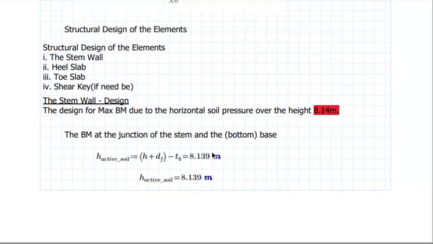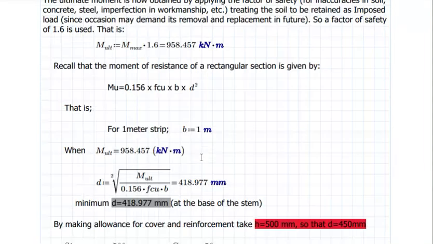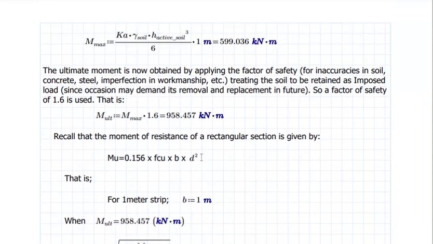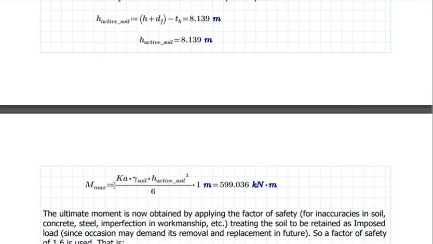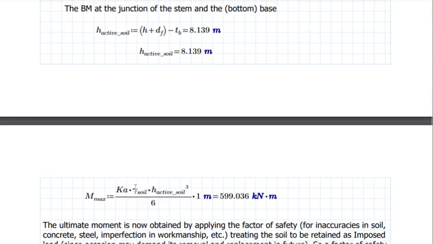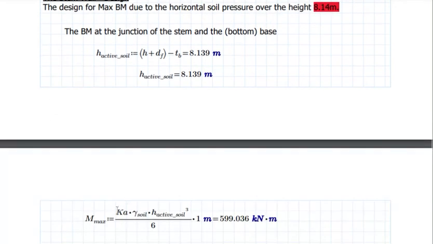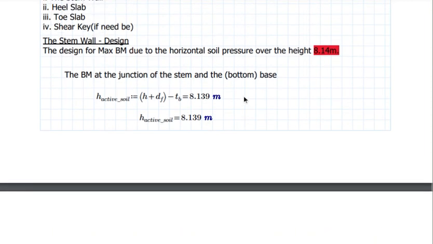So now we are here. The design maximum moment is this. This is the formula: Ka, the active coefficient, multiplied by the soil unit weight, which we took to be 20 kilonewton per meter cube, then the height.